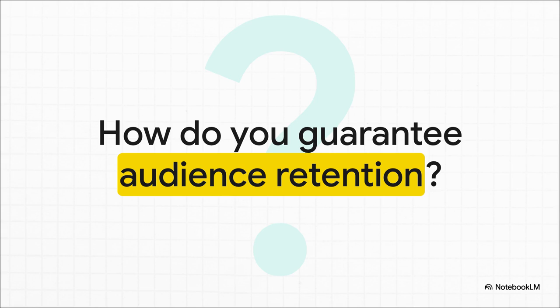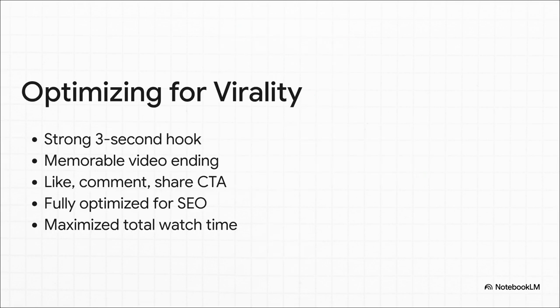Because these days, you can't just make a good video. You have to make a video that the platform's algorithm desperately wants to push to millions of people. So the AI is explicitly told to manipulate maximum watch time right from the very first frame. It demands a powerful hook in the first 3 seconds, to immediately stop the scroll. Then, it requires a memorable ending with a strong call to action, encouraging viewers to like, comment, share, and subscribe.